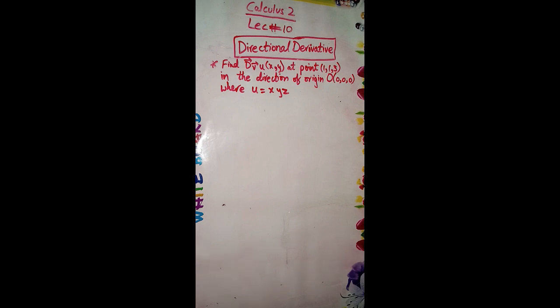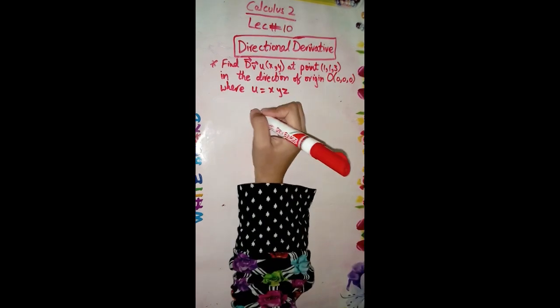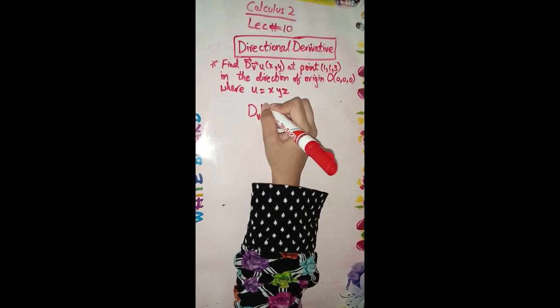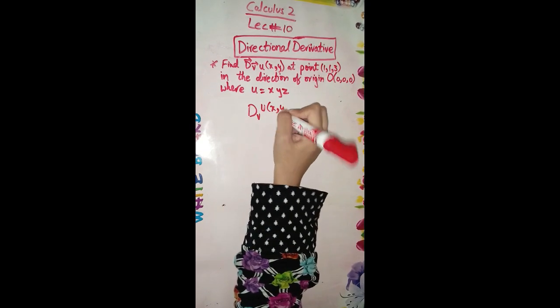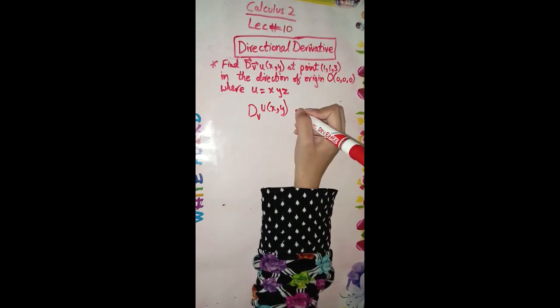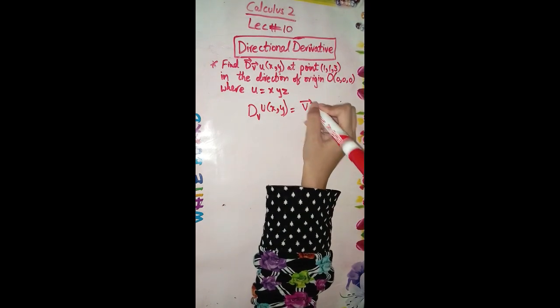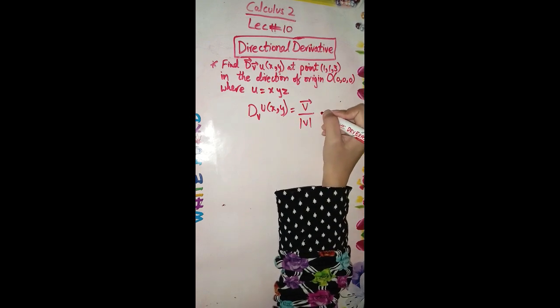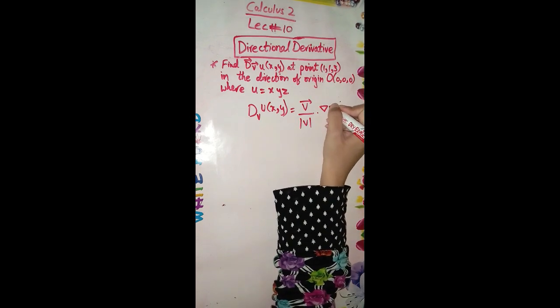Basically the definition of directional derivative is the rate of change of a scalar point function in the direction of a unit vector. The formula of it is D_v u(x, y) is equal to the vector v, its determinant, multiplied with the gradient of u.